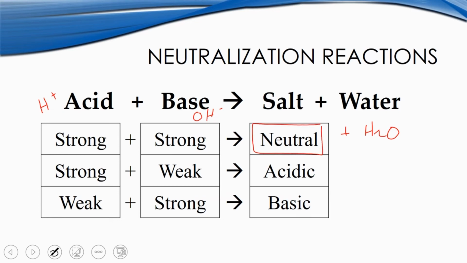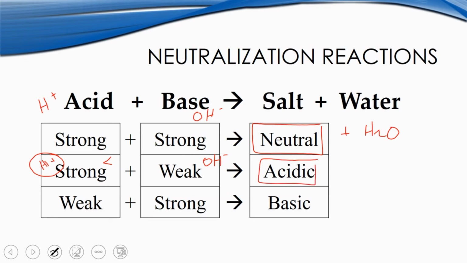Now, what happens if the acid is strong and the base is weak? Well, that means that all of the hydrogen ions were released, right? They got dissociated, but not all of the hydroxide ions were dissociated. Some of them are still going to be bonded to that original base. So we're going to have more hydrogen ions than we do hydroxide ions. And therefore, because there is more hydrogen than hydroxide, the overall salt is going to be acidic.